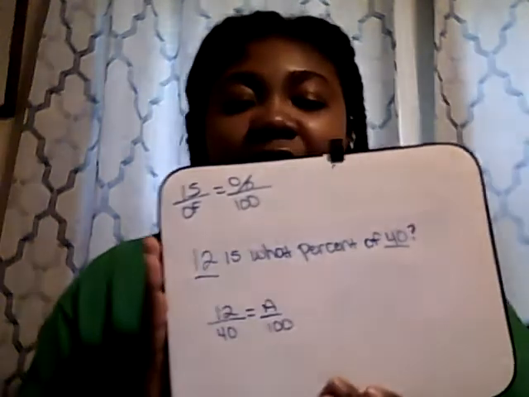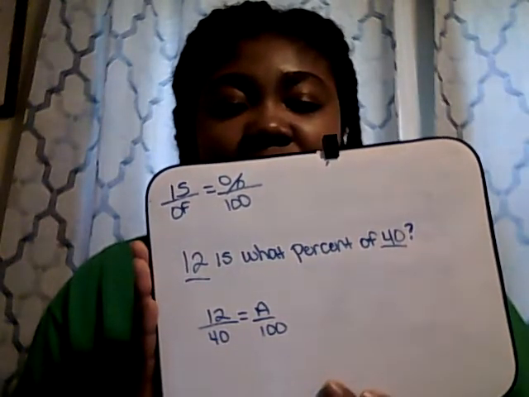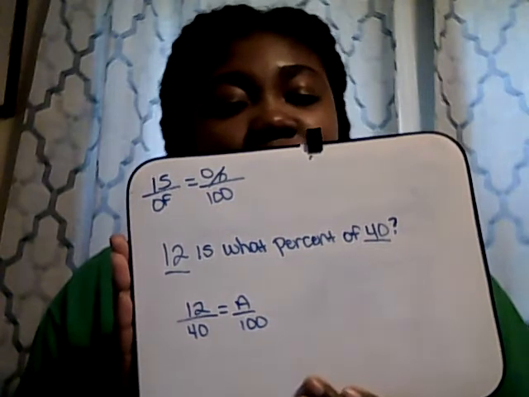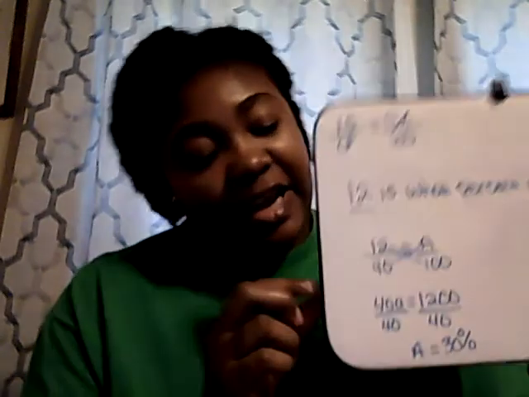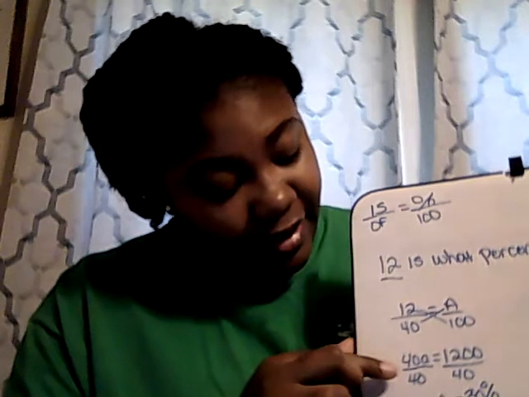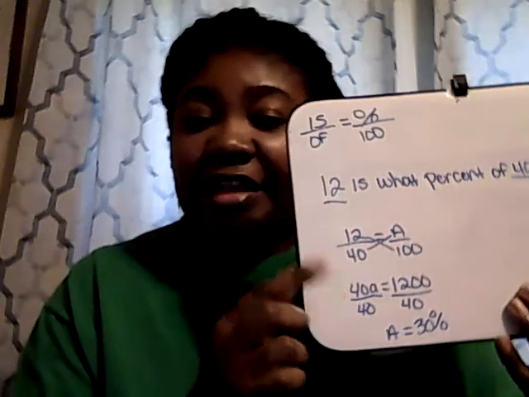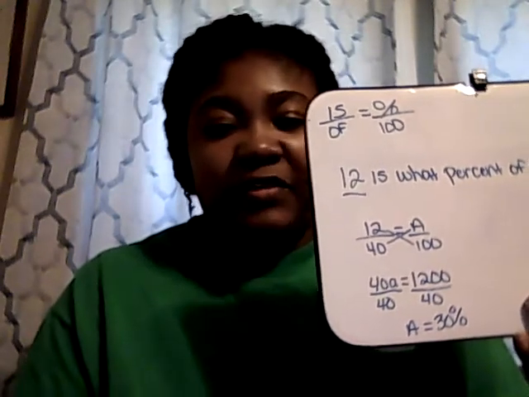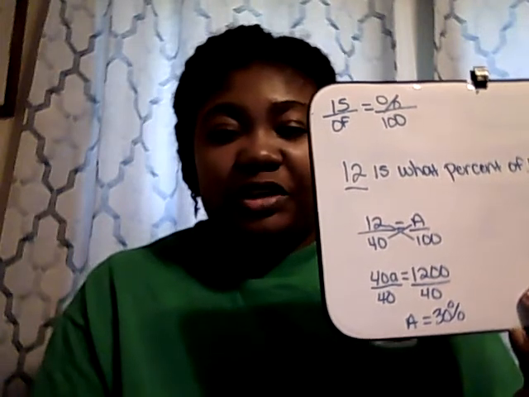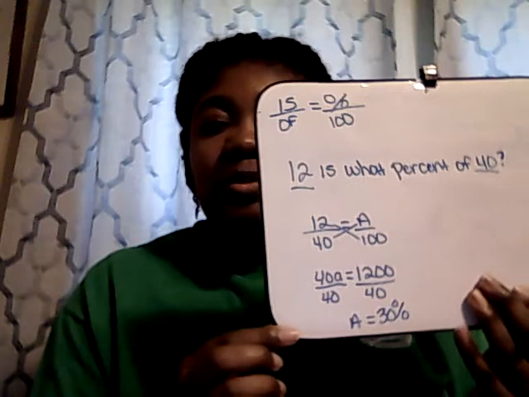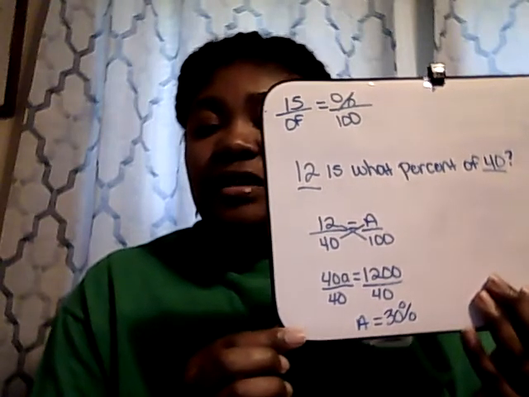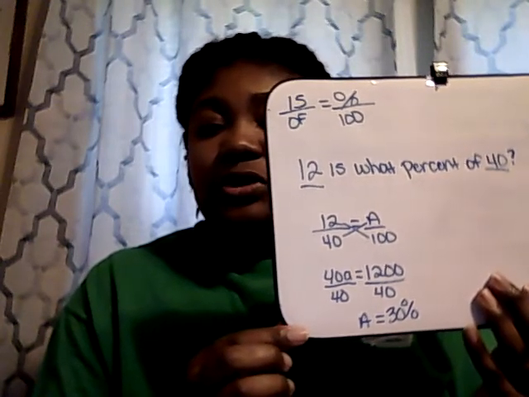And it will look like this. The next step is to cross multiply. When you cross multiply, you get 40 times A, which is 40A, and then 12 times 100, which is 1200. And 40 goes into 1200 30 times. I put the percent at the end because it says what percent of 40. So it's 30%. Our answer for this one is A is equal to 30%.